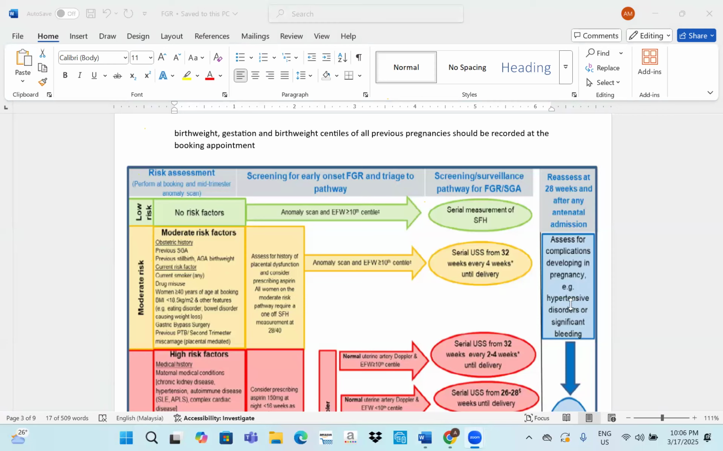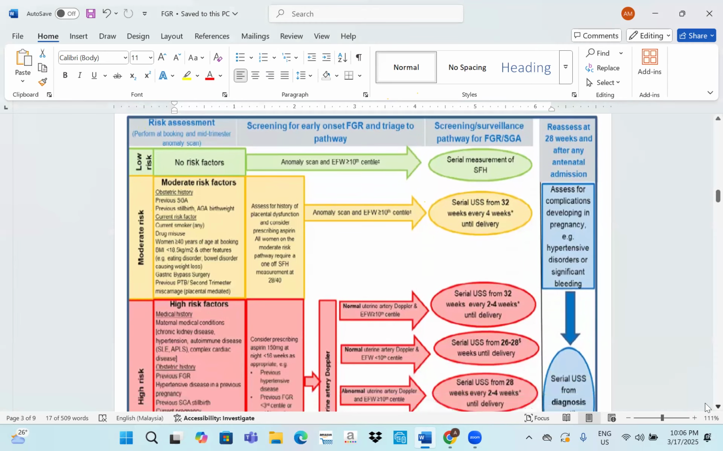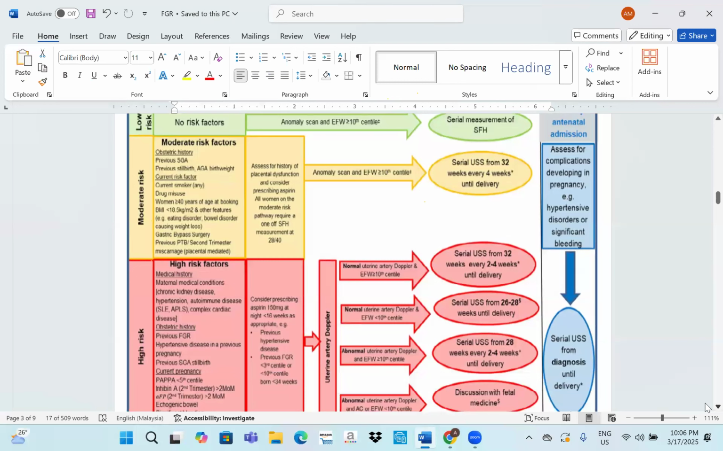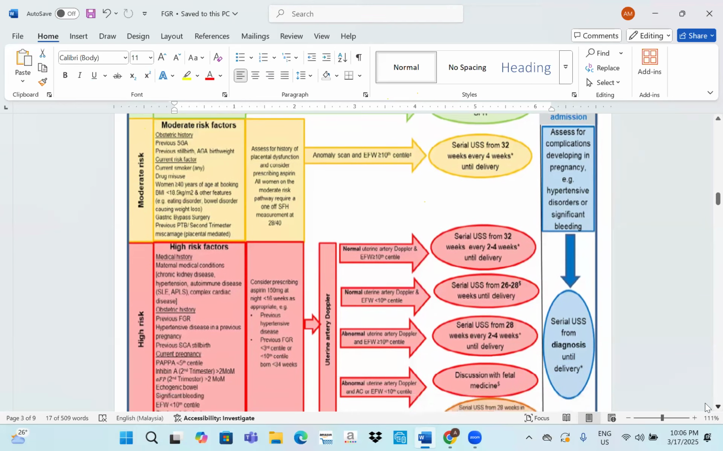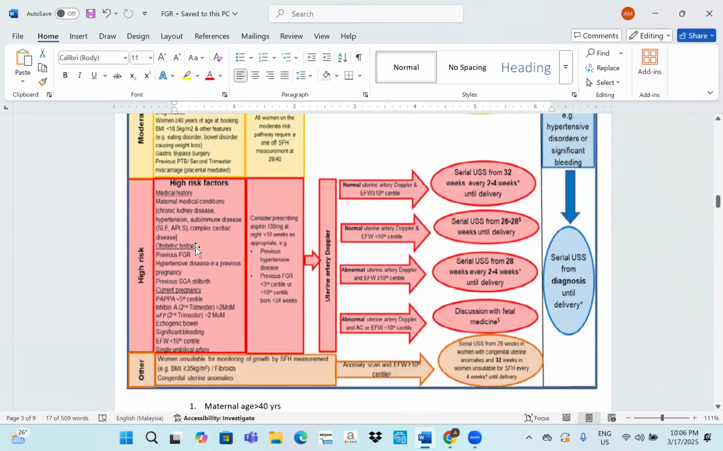So next is the high risk patient. But you should be thinking about this as well. If the patient is low risk, but on the anomaly scan the estimated fetal weight is less than the 10th centile, it means she falls into the high risk category. Okay. Now here you see the medical conditions. These medical conditions make the patient high risk for FGR.